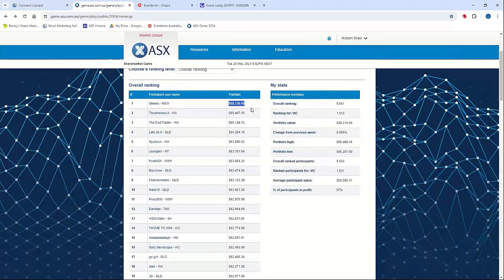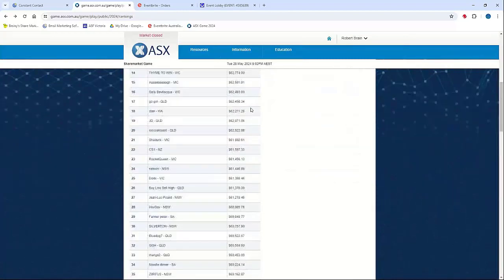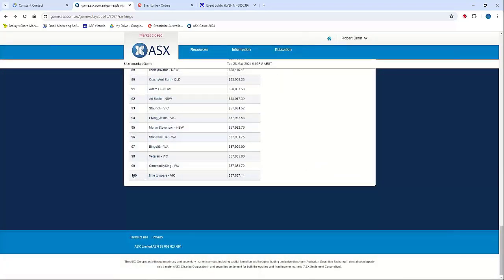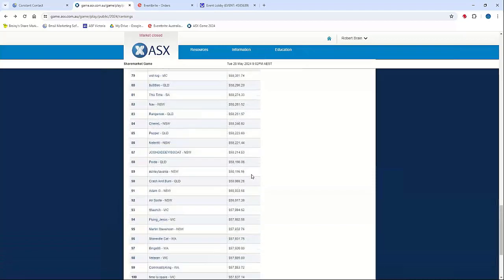We can scroll down because this is the top 100 in the game, and if we go down to the bottom, the 100th ranked player has a portfolio value of 57,000. So they've increased their 50,000 over March, about 2 months, by only $7,000. That's pretty indicative of the market at the moment, huh?